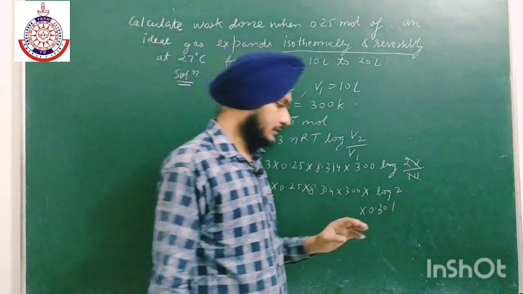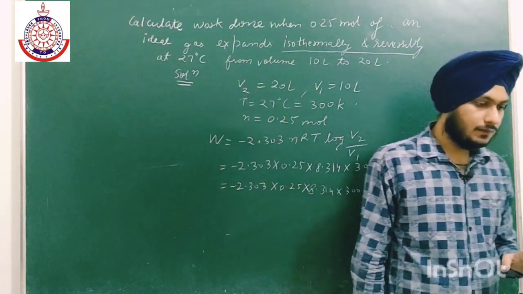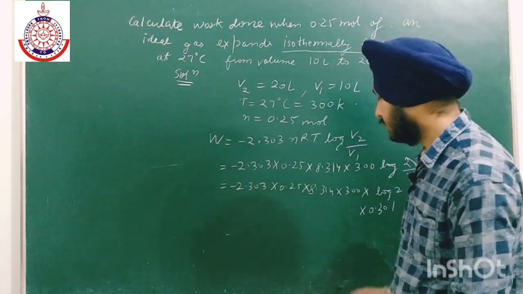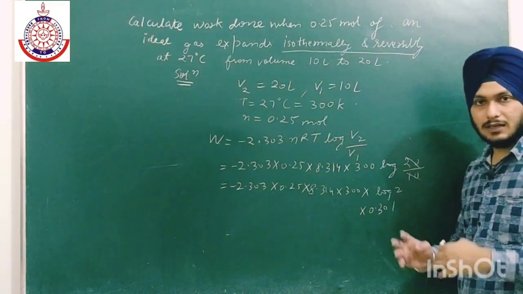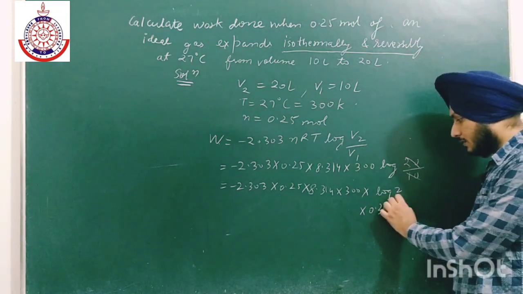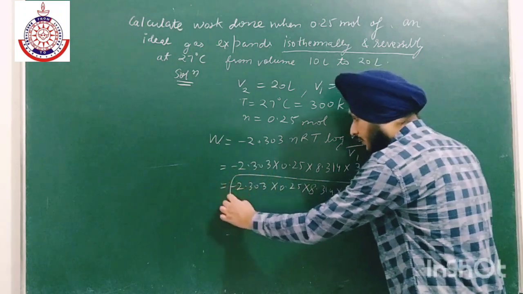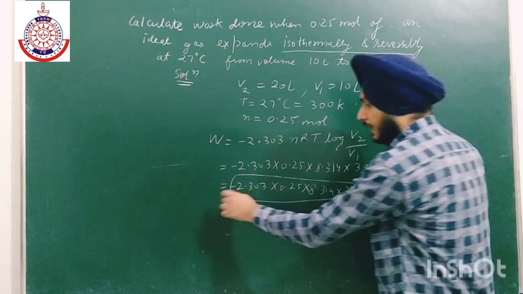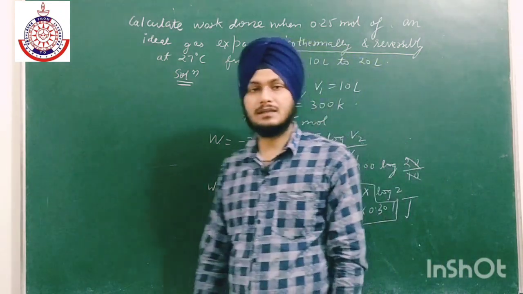You have to memorize the values of log from 1 to 10, and the rest of the values can be easily derived from these 10 values. I will tell you how to calculate the rest of the values, the higher values of log. So now we just have to multiply this whole term, and we will get the value of work as negative, because work is done by the system.